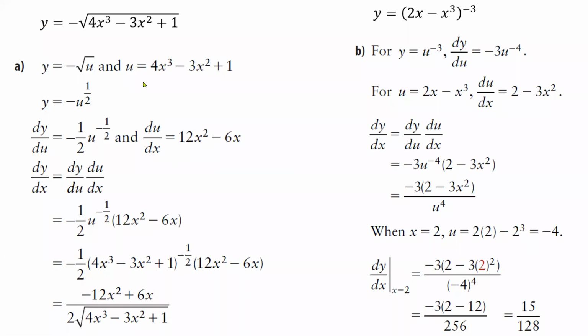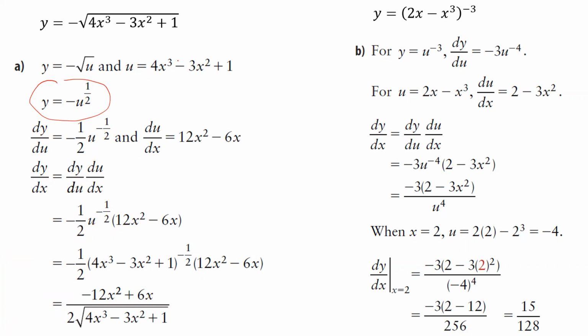First of all, question A, y is actually a composite function. Y can be expressed as negative square root of u. Then u is 4x cubed minus 3x squared plus 1, right? Therefore, according to chain rule, dy by dx is dy by du times du by dx, right? So dy by du, so note here, if you treat u as independent variable, dy by du is actually -1/2 times u to the -1/2.